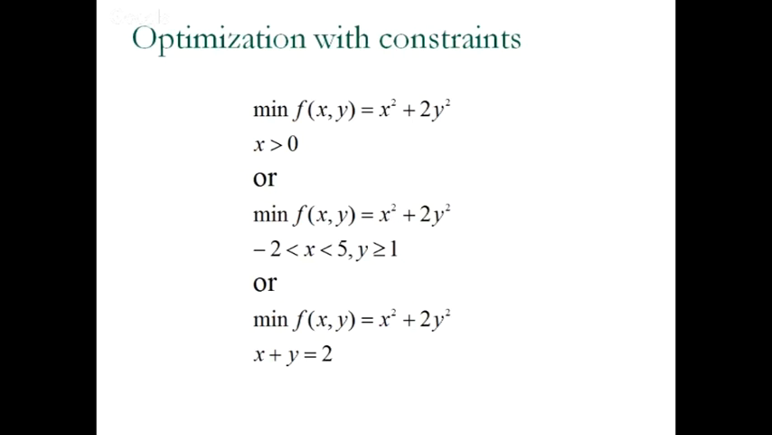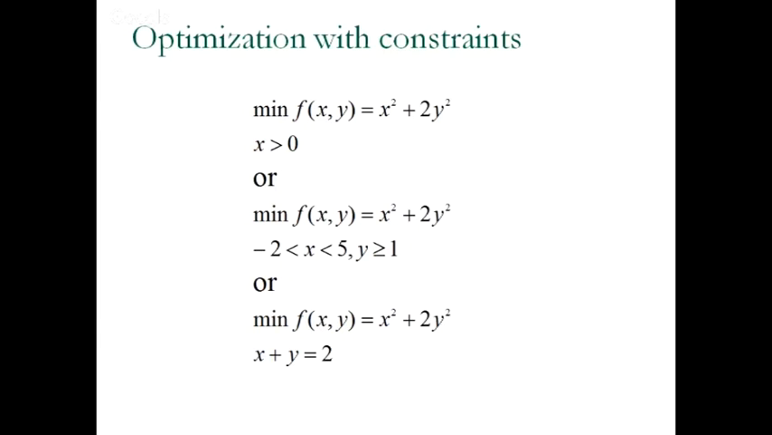But let us see. It says minimize f of x, y. That means there is a function where x and y are the two variables which are affecting that function, and it says minimize f(x, y) is equal to x square plus 2y square. That means there is a function which I want to minimize or maximize, whatever. So I can write it like this, and x should always be greater than 0. There is no constraint on y. Y can be anything. But we have put a constraint here. So this is a constrained minimization problem.